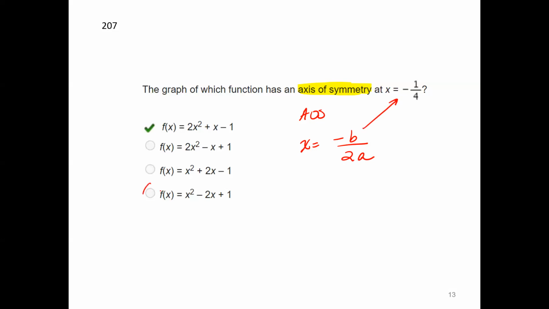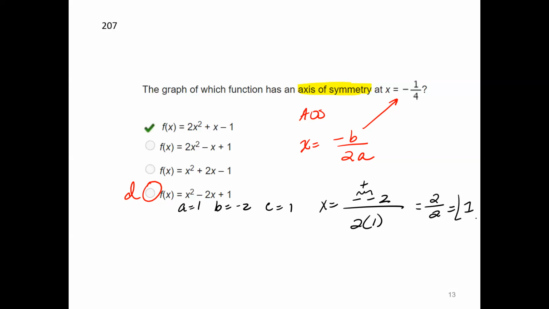So let's go ahead and say my answer was D. I know it's not D, but hypothetically, let's say it's D. You can see that your A is equal to 1, your B is equal to -2, and your C is equal to +1, right? If I plug that into this axis of symmetry, -B is a -2 over 2 times A. Double negative makes it a positive, so +2 over 2 is a 1. Now, is that the same thing as a -1/4? No, it's not, but that's how you will prove that it's not the answer.